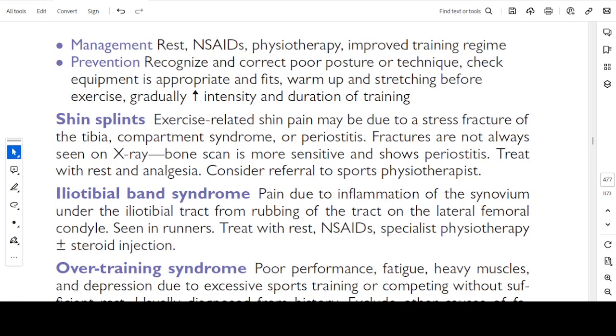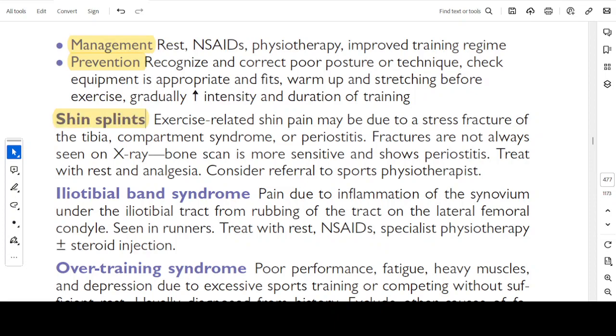Management: rest, NSAIDs, physiotherapy, improved training regimen, prevention. Recognize and correct poor posture or technique. Check the equipment is appropriate and fits. Warm up and stretch before exercise, gradually increasing intensity and duration of training. So this one is for ligamentous injury: rest, NSAID, physiotherapy and improved training regimen.